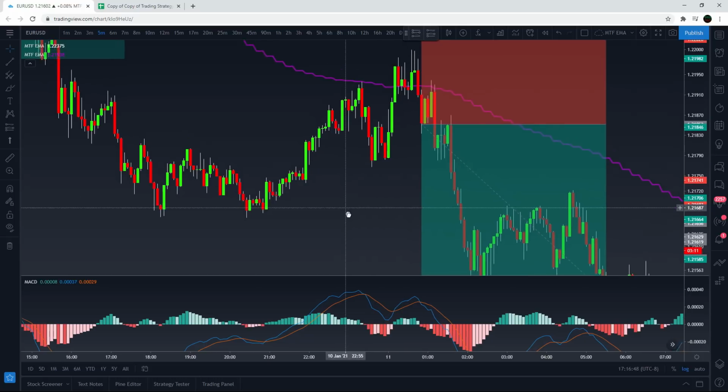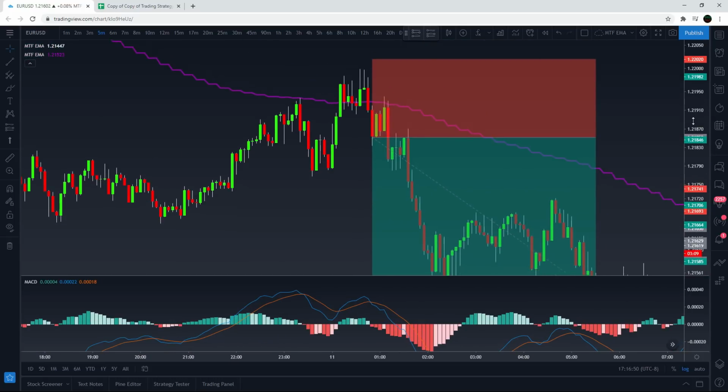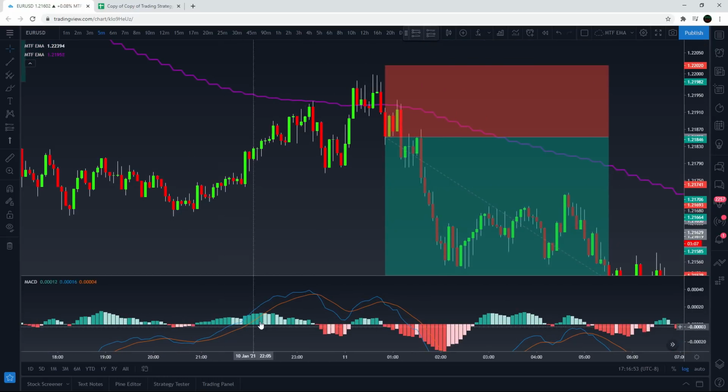A couple other important things need to happen with the MACD. We need to see that the MACD and signal lines are above the zero line of the histogram for a short, and that the MACD and signal lines, the blue and orange lines, are below the zero line of the histogram for a long position.